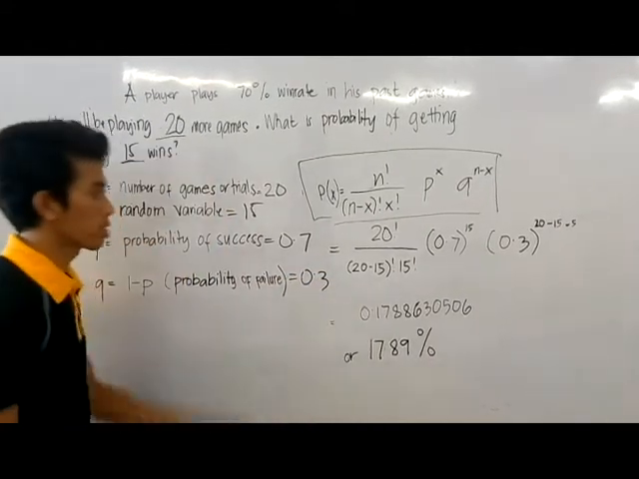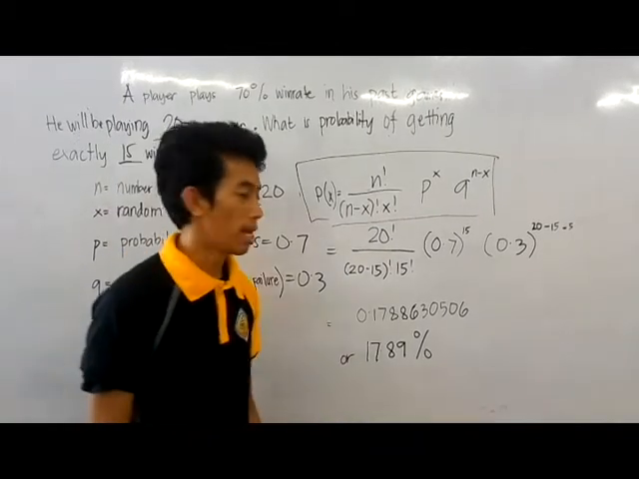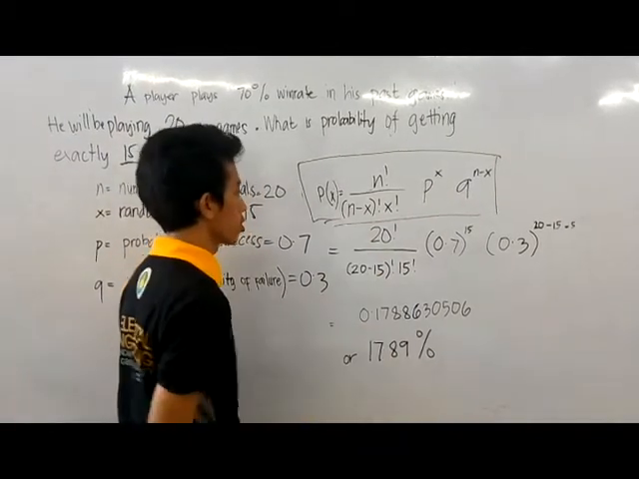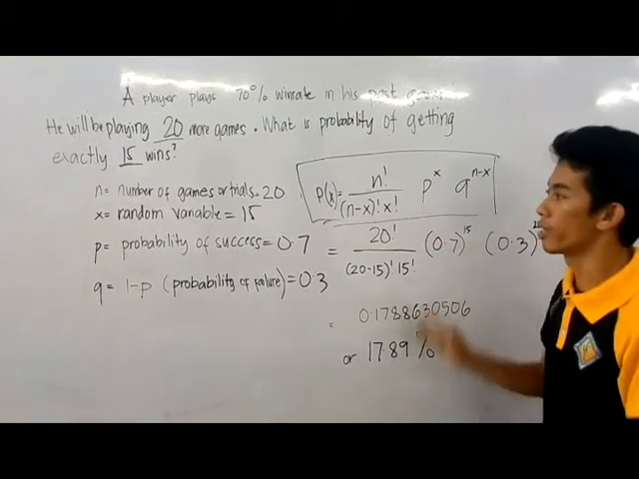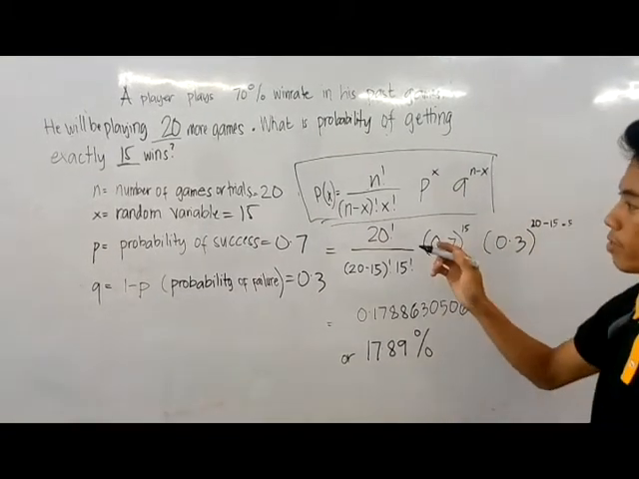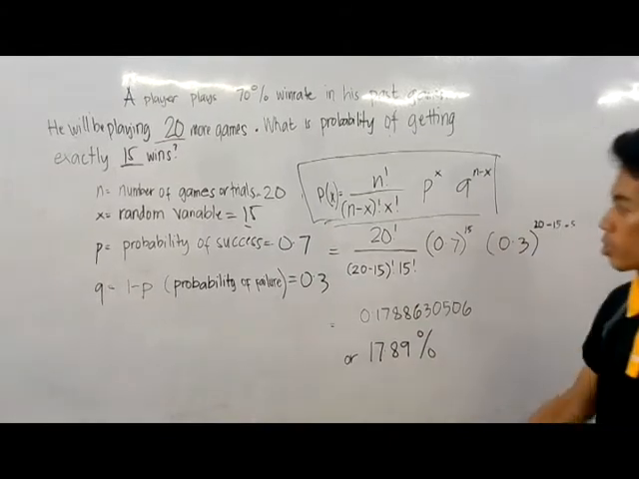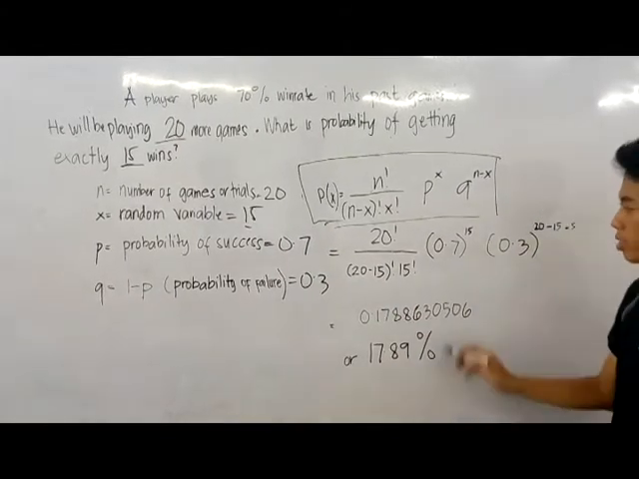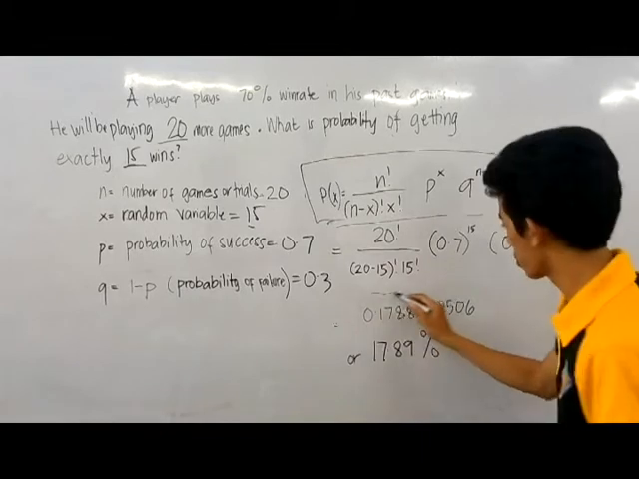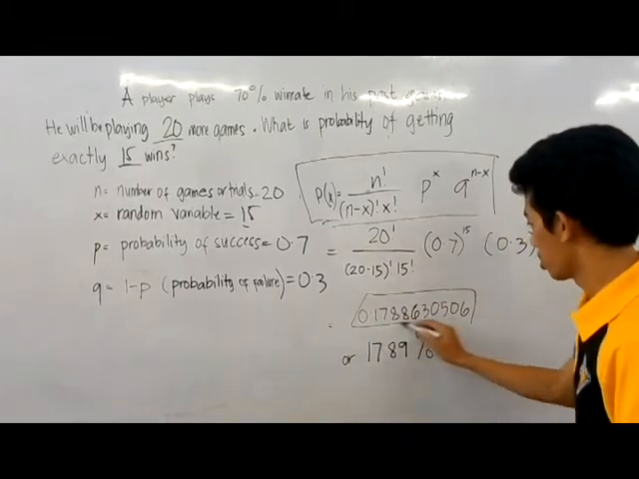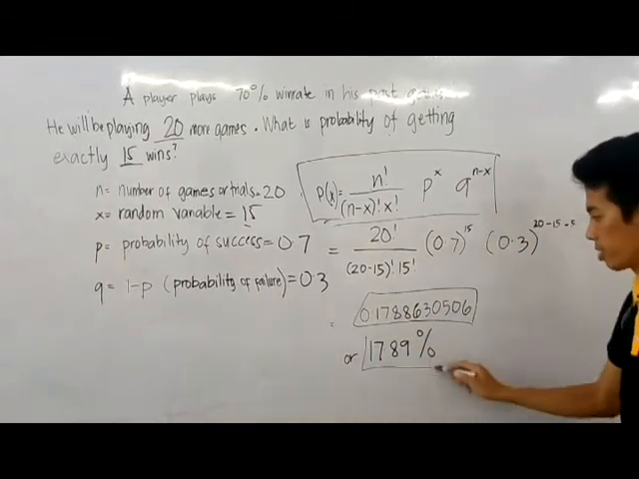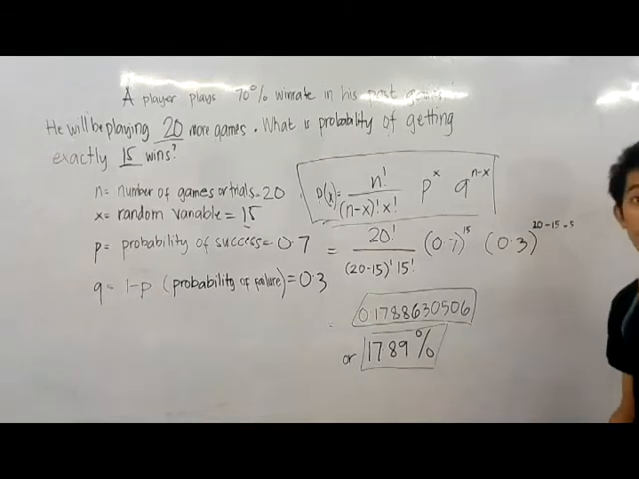We need to input the given values in the formula: 20, the number of games or trials, then the random variable, which is 15, the probability of success equals 0.7, and 0.3. This is the final answer if you input that. It's equal to 17.89%.